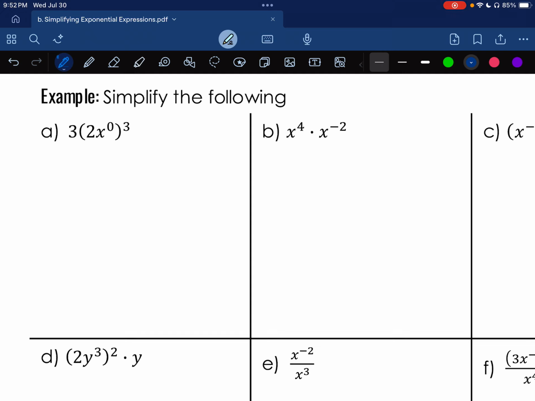So what I like to do is think about what's going to make my life easiest first. I always try to get rid of any zero exponents right away because I know that those are going to be 1 and I can get rid of those. So instead of 2 times x to the 0, this is going to be 2 times 1, aka just 2. So I'll rewrite this as 3 times 2 cubed. And then now we're just evaluating. Notice that the cube is on the 2, so thinking about order of operations, we have to carry out that cubing before you can multiply by 3. So this will be 3 times 8, or 24.